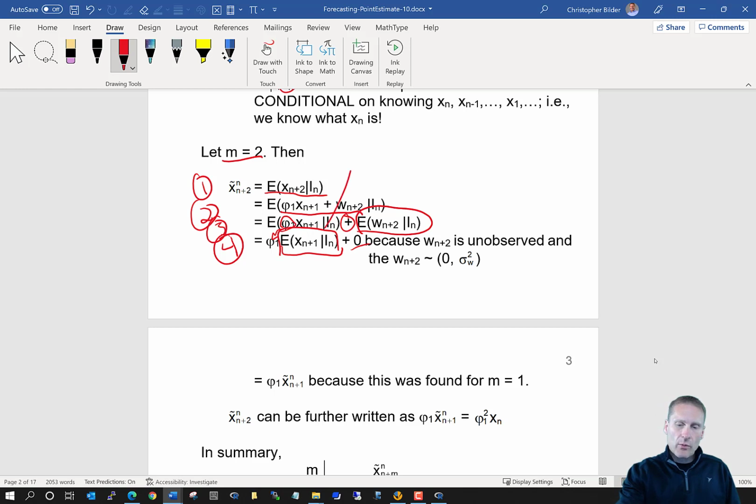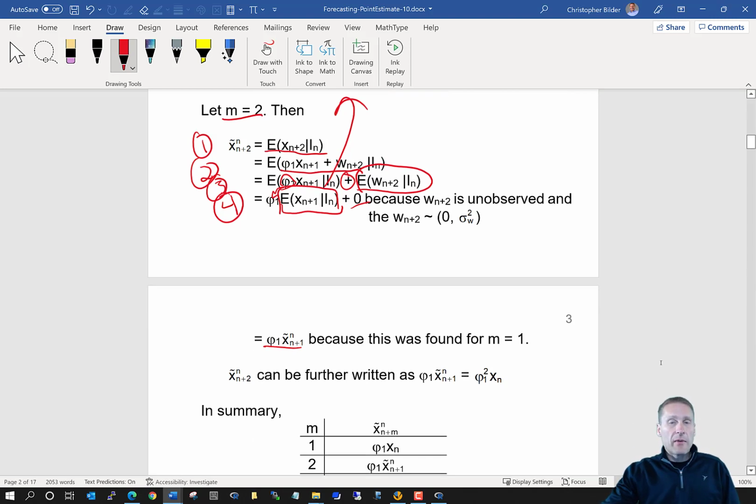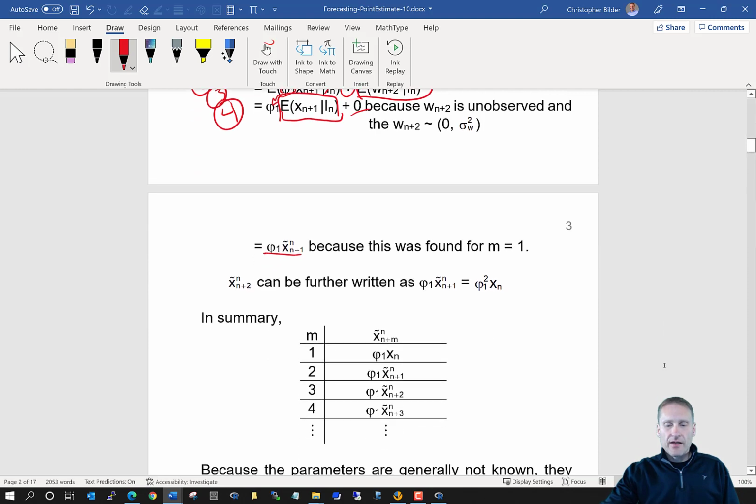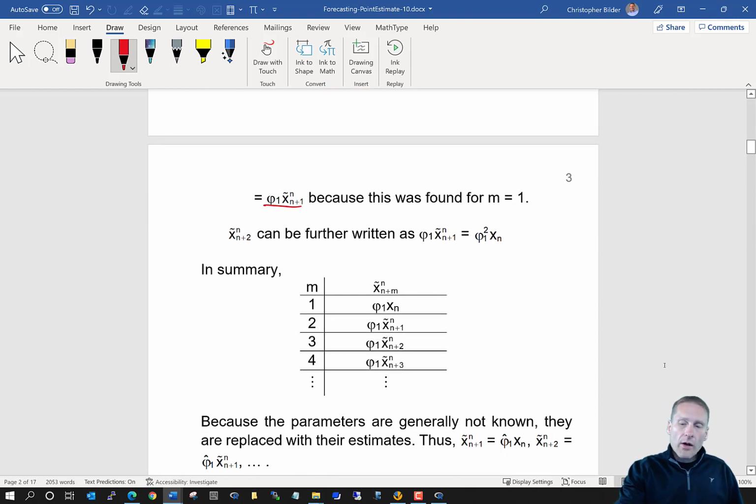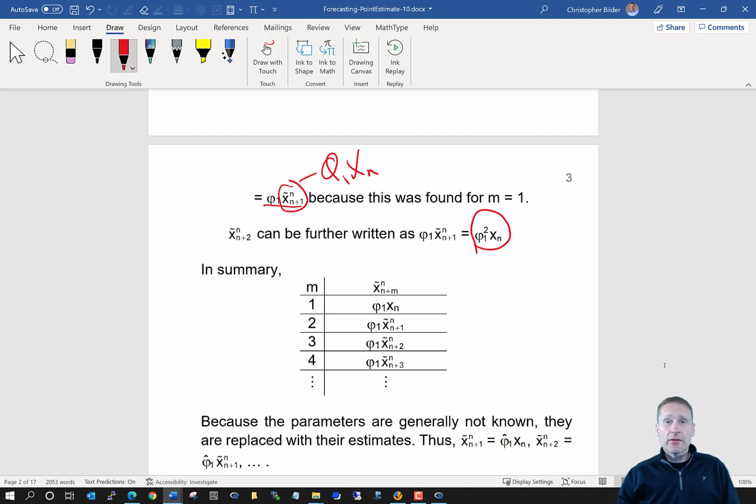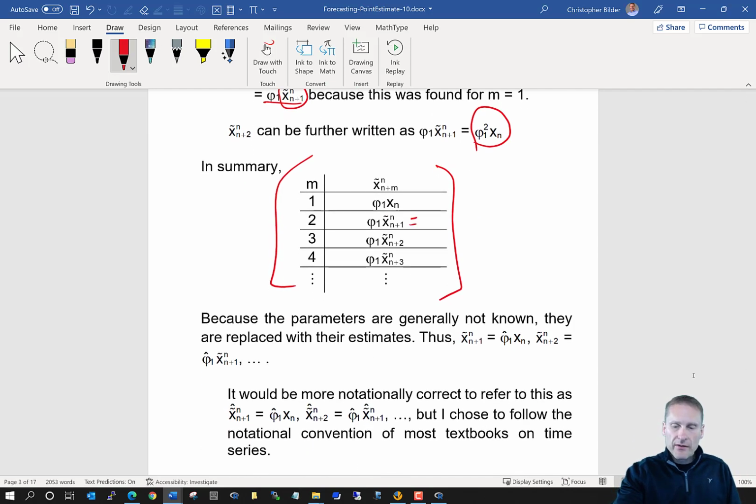Well, this is exactly what we just found above. So I could write this as phi1 times x tilde sub n plus 1, and then in the superscript, n. Now, if one wanted to, one could put in, well, what was that value? Well, remember, this was phi1 times x of n. So look what ends up happening. Then 2 time points into the future, my forecasted value is phi1 squared times x of n. And you can keep on going, and you're going to see that same pattern occur. So again, this is phi1 squared times xn. This is going to be phi1 cubed times xn, and so on. And so that's what you end up getting.